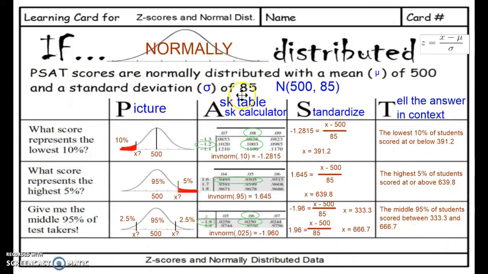I hope this has helped you understand how to use a normal distribution and how to use z-scores a little bit better, along with tables and your inverse norm function on your calculator. And I hope you have fun in your stats class.